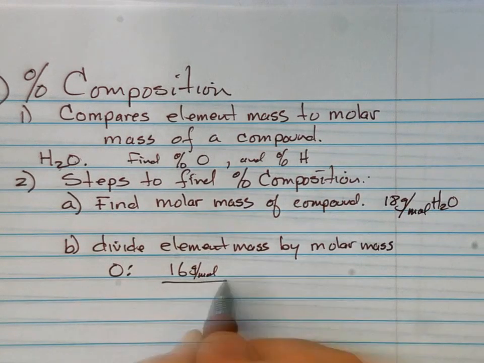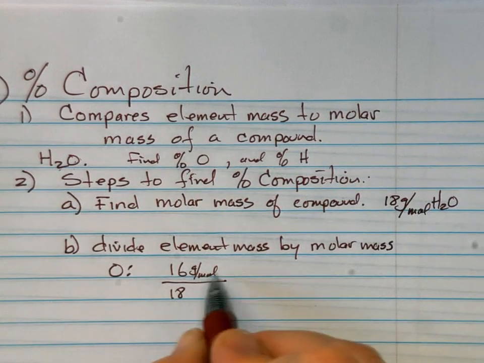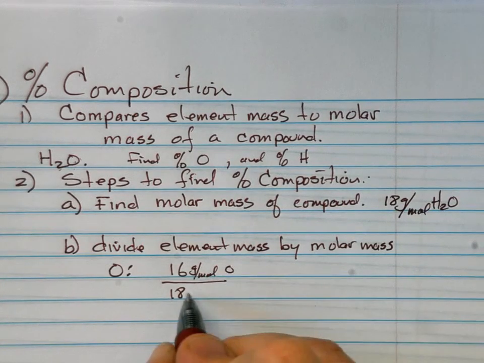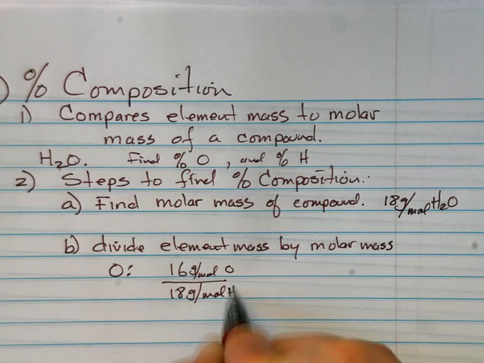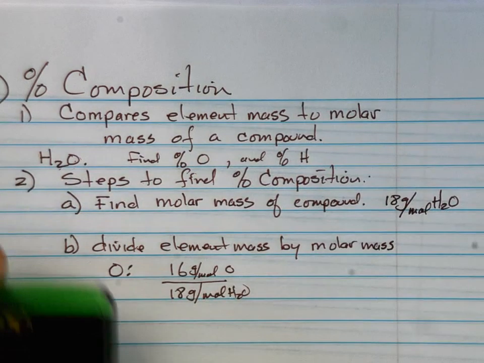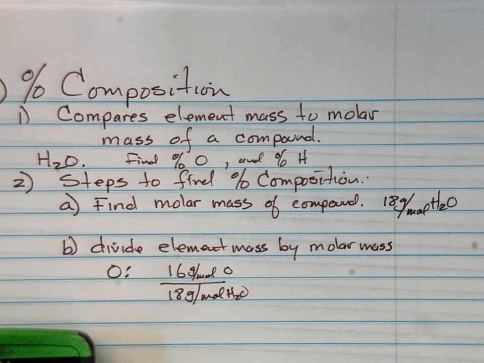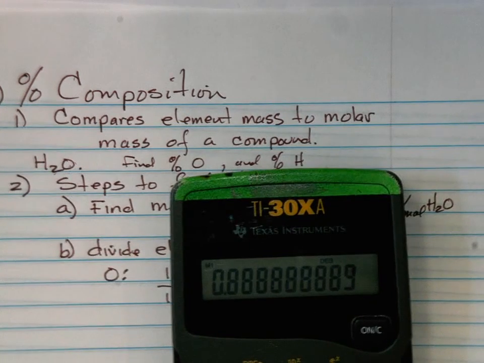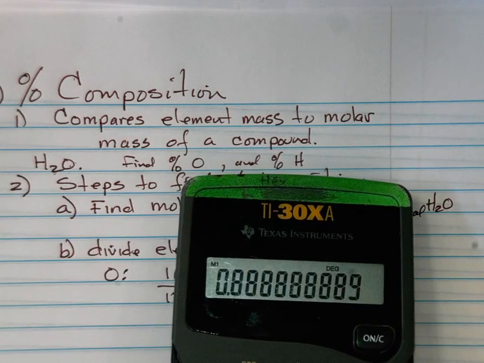We're going to divide it by the molar mass of water, which we said was 18. So 16 grams per mole oxygen divided by 18 grams per mole water. Get your calculators out, everybody. What is 16 divided by 18? You probably got something like 0.8888.